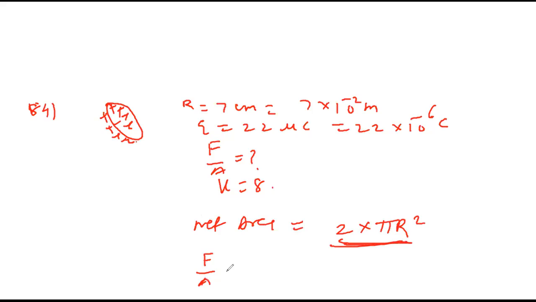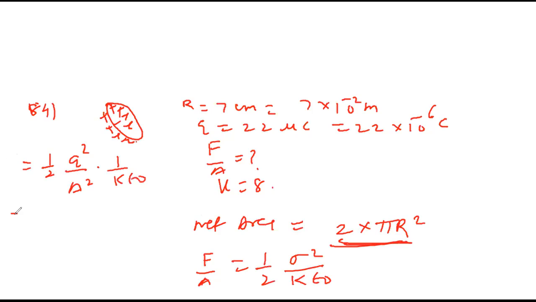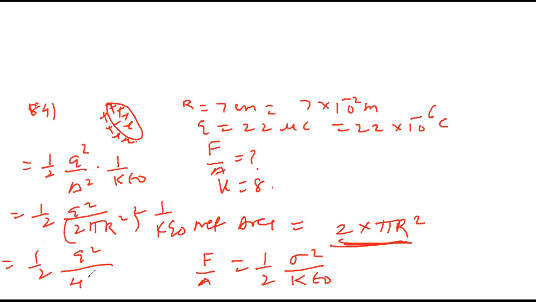Now we know force upon area is half of sigma square upon k epsilon naught. So this will become half. Sigma means charge upon area. So q square upon A square into 1 upon k epsilon naught, which is half of q square upon 2 into pi r square, the whole square, into 1 upon k epsilon naught. So 1 upon 2 q square upon 4 pi square r raised to 4 into 1 upon k epsilon naught. Copy till this, then I'm putting the values.